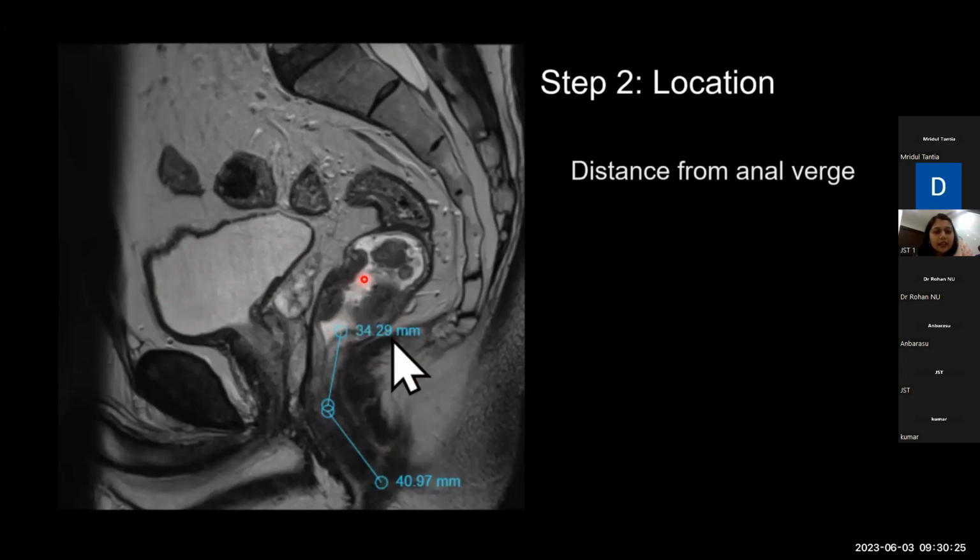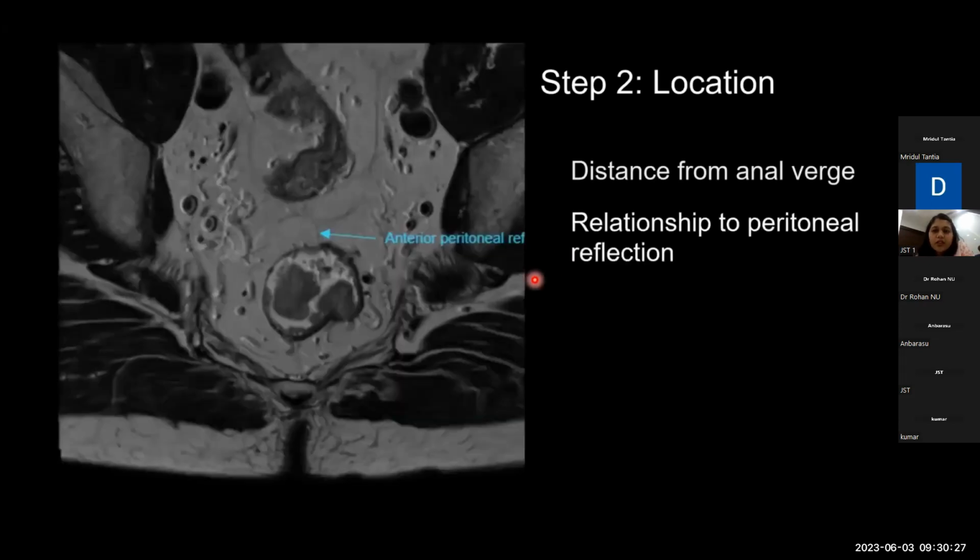The other thing will be the relationship to the anterior peritoneal reflection. If the tumor is above the anterior peritoneal reflection or below, or it's at this level, which means it is straddling the anterior peritoneal reflection, that would upstage the tumor.